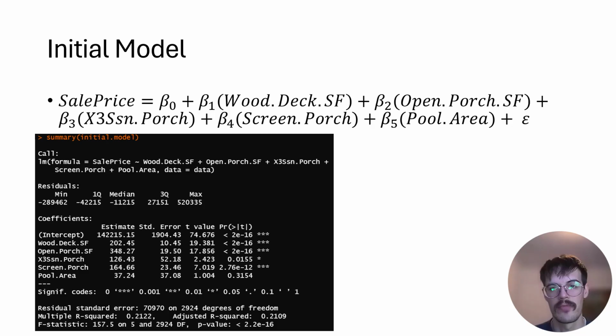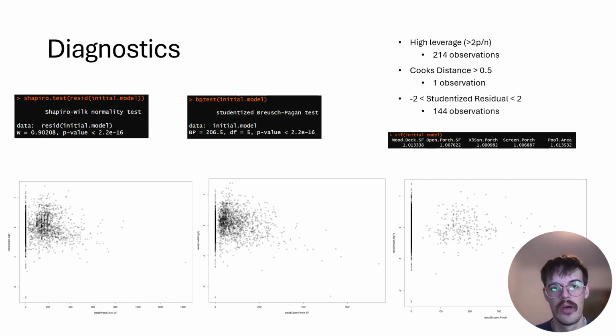Here is the summary of the initial multiple linear regression model. A type 2 ANOVA of the initial model shows significant marginal effects at the significance level of 0.05 for all predictors except for pool area. Both a Shapiro-Wilk normality test and a Breusch-Pagan test were conducted. The significant result for both tests suggests that the assumptions of normality and constant variance of residuals are violated.